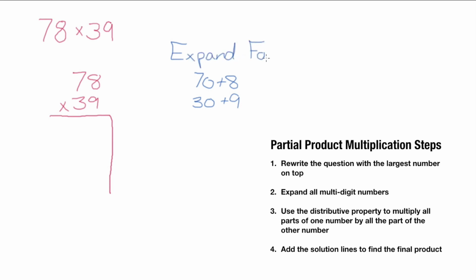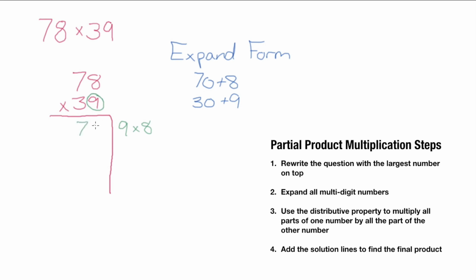It's really important to write this out in expanded form because later on, when we're multiplying all the parts of 78 by all the parts of 39, this is going to help us see what we're doing. I'm going to circle the number in the bottom right corner to remind myself that this is my starting place, and now I'm ready to multiply. So I'm going to start by multiplying 9 times 8, and that is equal to 72.